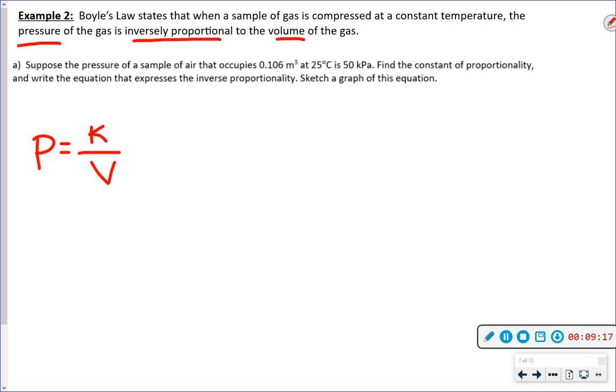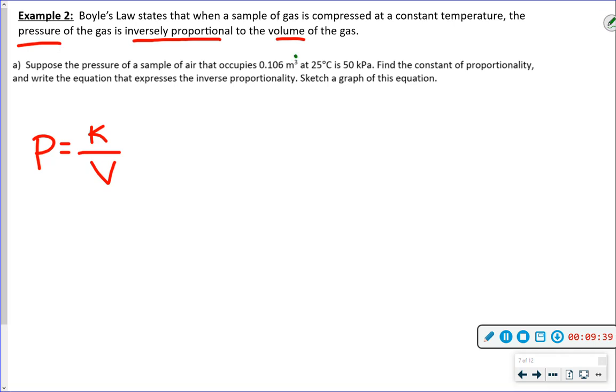All right, I'm actually going to read A now. Suppose the pressure of the sample of air that occupies 0.106 meters cubed at 25 degrees Celsius is 50 kPa. Find the constant of proportionality, find K, write the equation. So kind of similar. I don't know if we'll sketch the graph. We should probably talk about it. We have to decipher all these numbers in here and what's going where.